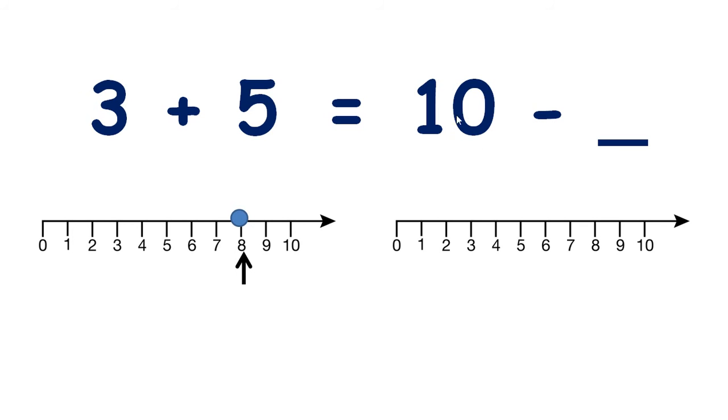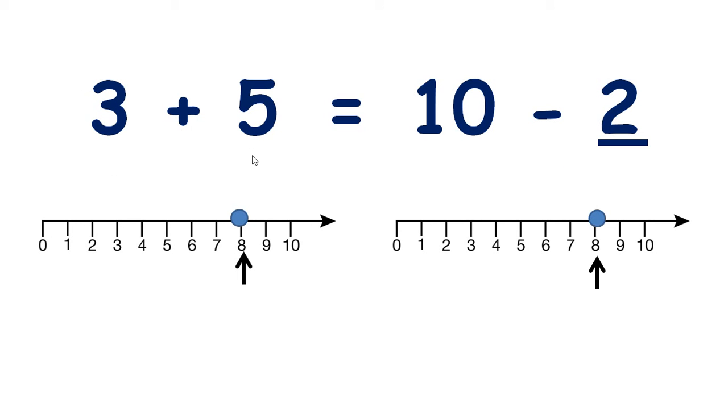So now on the right we have 10 minus something, and we know the answer has to equal 8. So putting it another way, how many do we have to take away from 10 to get 8? Well, we're on 10, we need to get to 8. How many do we need to go back? We can go back 1, 2 jumps, and then we're there. So 10 minus 2 is 8.